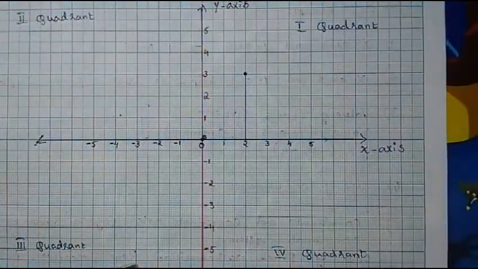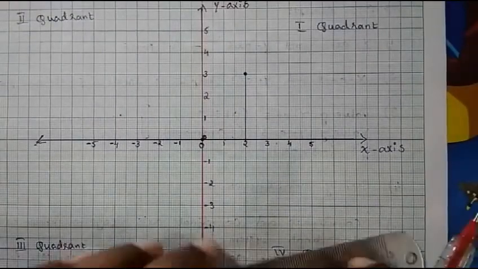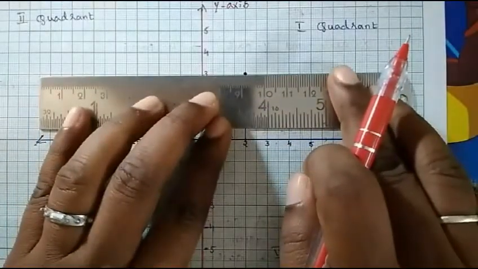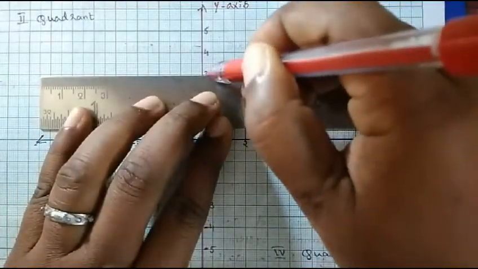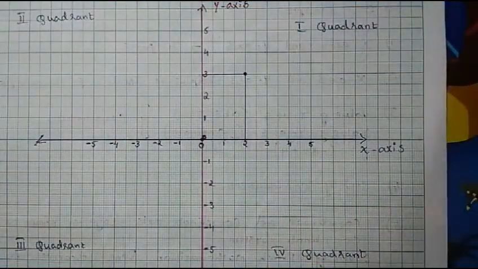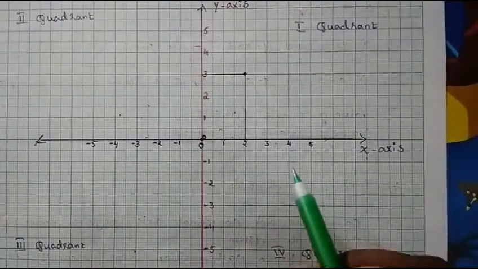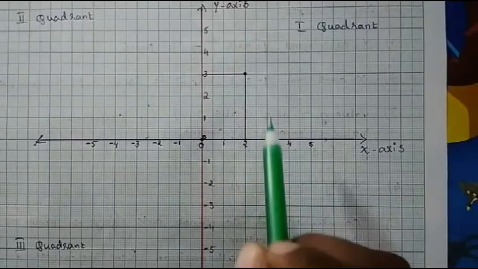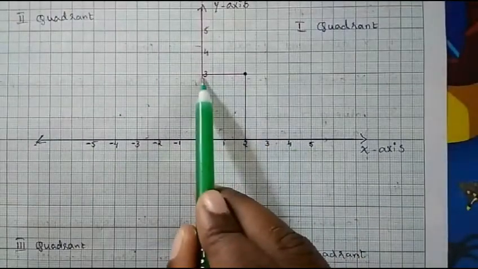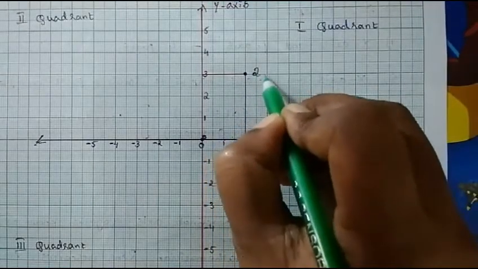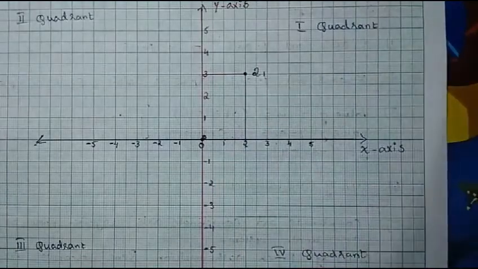Okay, and then a perpendicular line to the y-axis. Now to the y-axis I am going to draw a perpendicular line. Okay, now how can we describe this location or this point? We take the reference of the x-axis. On the x-axis it is covering 2 units, and on the y-axis it is covering 3 units. So this I will write as: first on the x-axis it is covering 2 units, and on the y-axis it is covering 3 units.